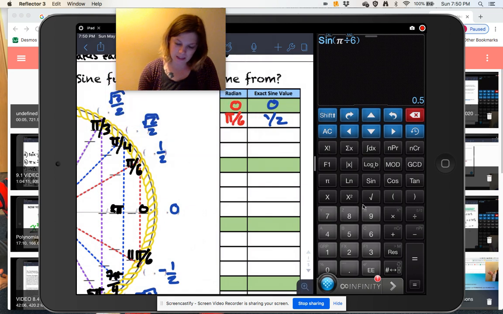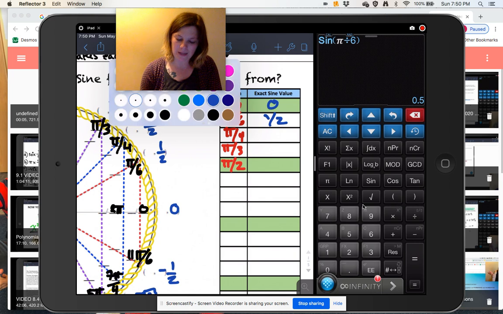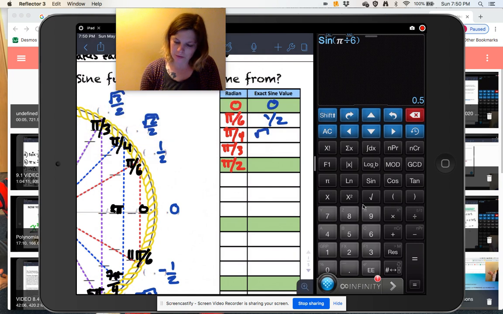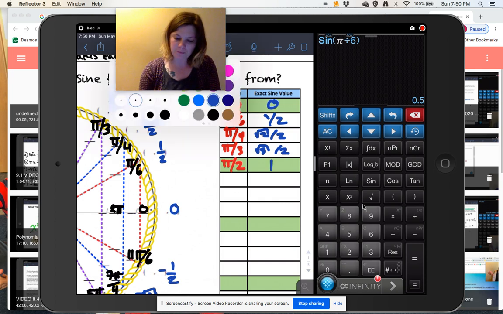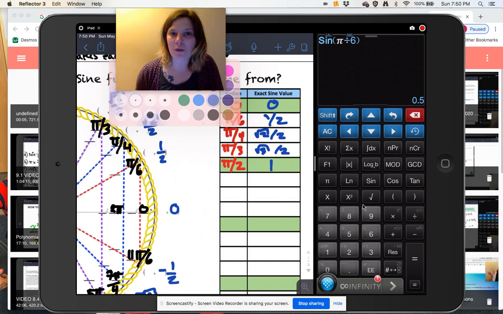Okay, so let's keep going here. We have pi/4, we have pi/3, and we have pi/2. I will tell you what those highlighted rows mean. √2/2, √3/2, and this one, sine is y, so that would be a 1. All right, I'm just going to keep working my way all the way around the unit circle.